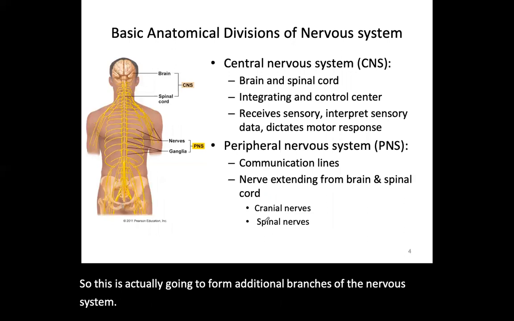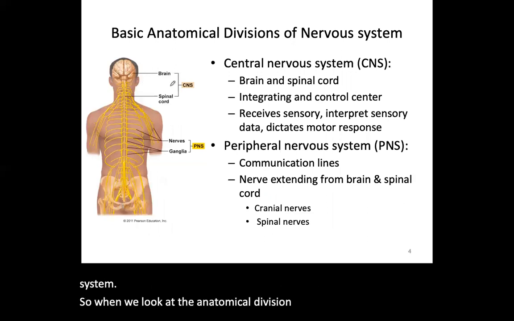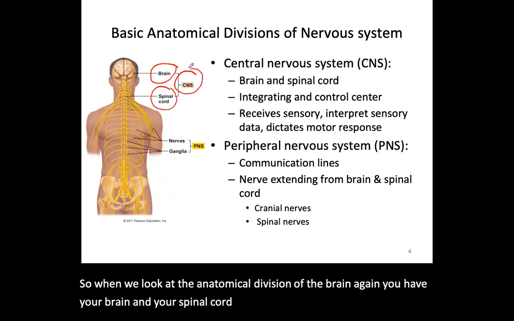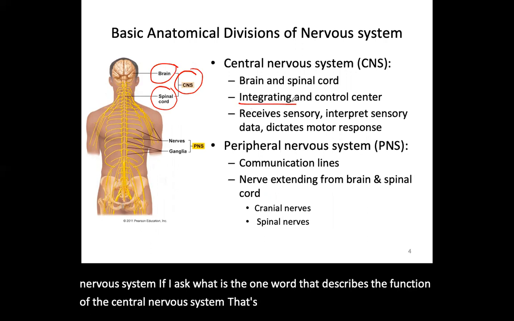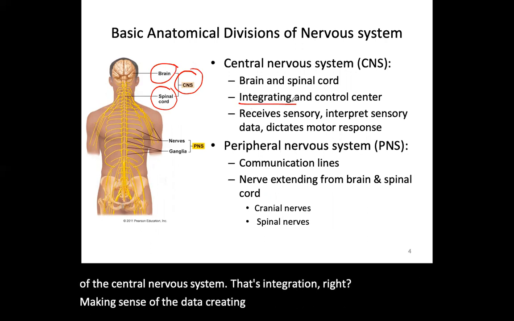When we look at the anatomical division, again, you have your brain and your spinal cord, which are identified as your central nervous system. If I ask you, what is the one word that describes the function of the central nervous system? That's integration, right? Making sense of the data, creating a motor response.